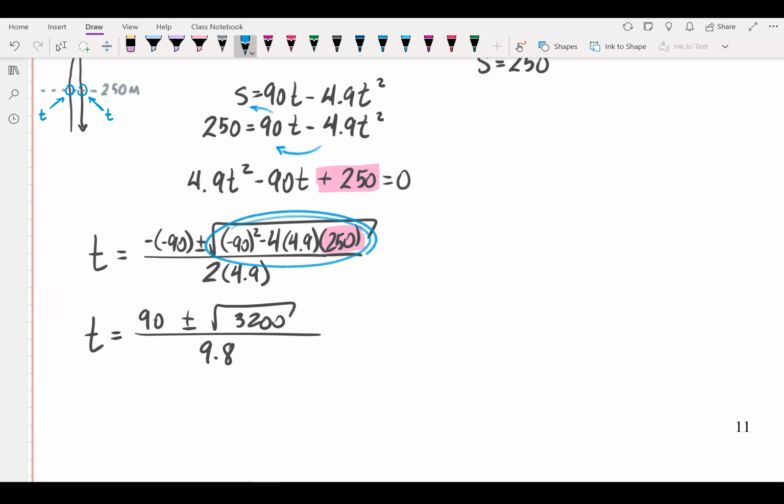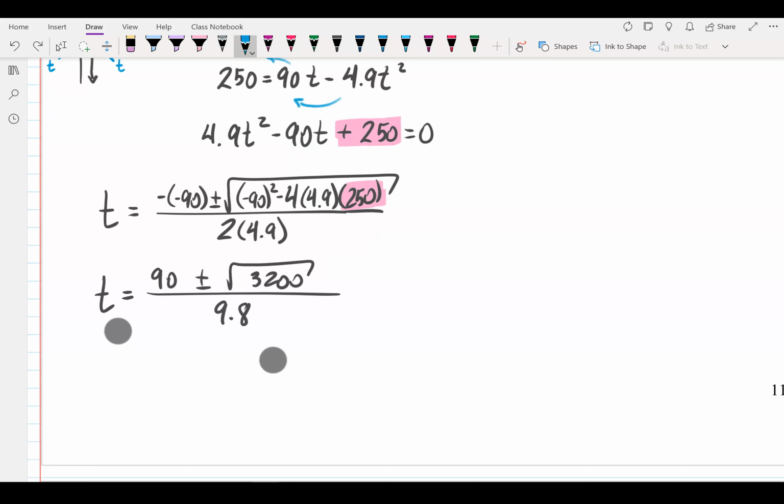Alright, so this inside piece should be 3200. Make sure you can get that without moving forward. If you don't get that far, then there's no point of you going further, okay? You've got to get that first.